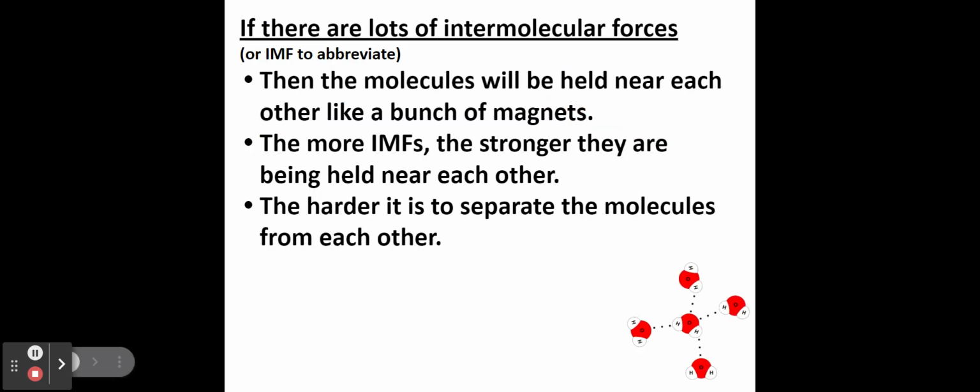So one thing to keep in mind, this is the key point for this video, is that if there are a lot of intermolecular forces, or IMFs for short, then the molecules will be held near each other like a bunch of magnets. So if you've got intermolecular forces between the molecules, that's like having magnets bunched together when they're near each other. As we know with magnets, the stronger the attractive force between the magnets, the more tightly they're held together, and therefore the harder it is to separate the magnets.